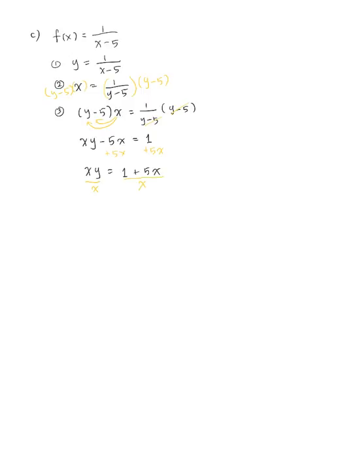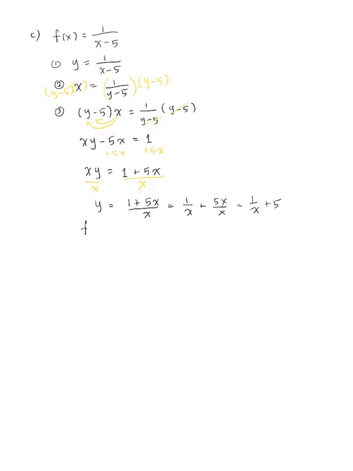Now, for this particular problem, it might be easier, instead of writing it as y equals 1 plus 5x over x, try to rewrite this as 1 over x plus 5x over x. We can definitely do that. So this is 1 over x plus 5. Do you see why I did that?